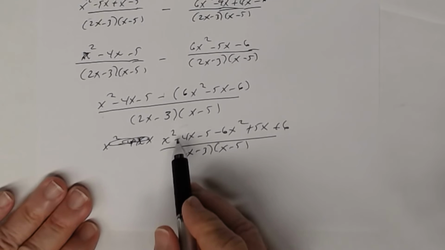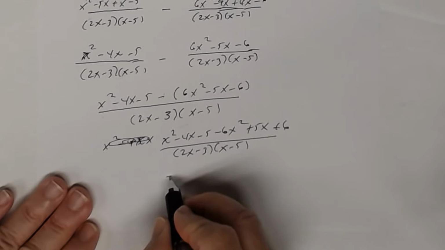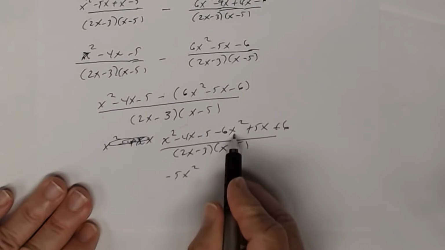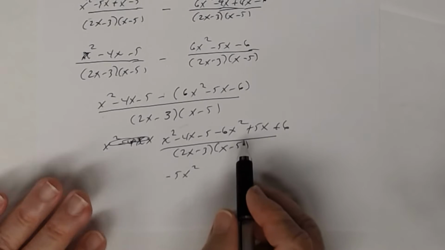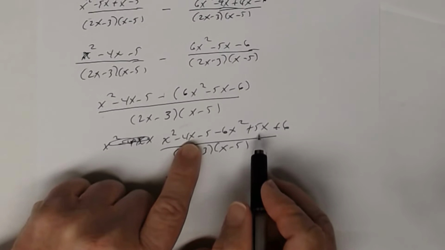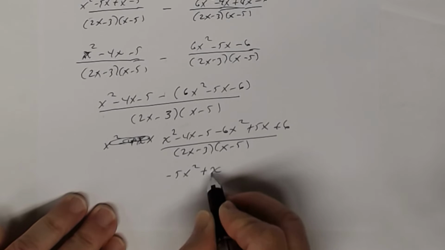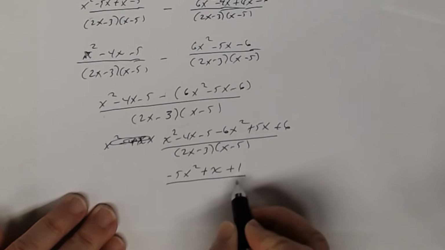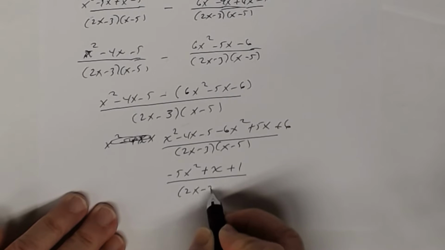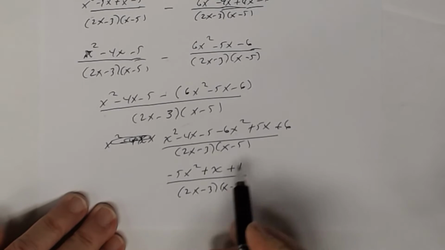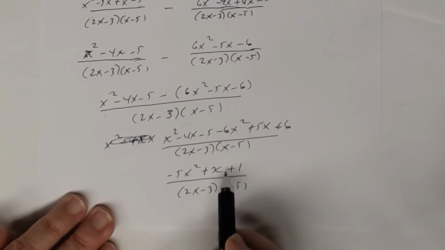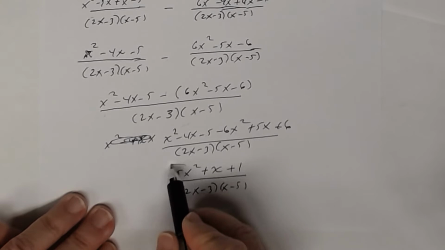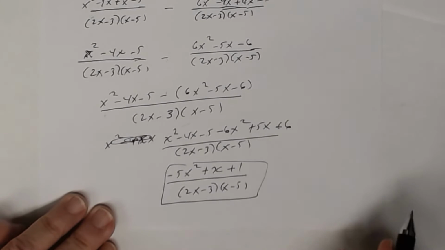And now combining like terms in the numerator, I get negative 5x squared, because x squared and negative 6x squared is a negative 5x squared. A negative 4x and a positive 5x is a positive x. A negative 5 and a positive 6 is a positive 1, all divided by 2x minus 3 times x minus 5. And this numerator, you cannot factor that, so leave that as it is. All right, so you get that.